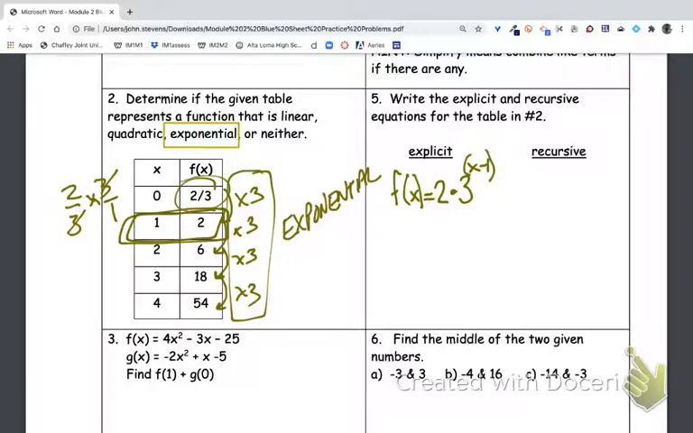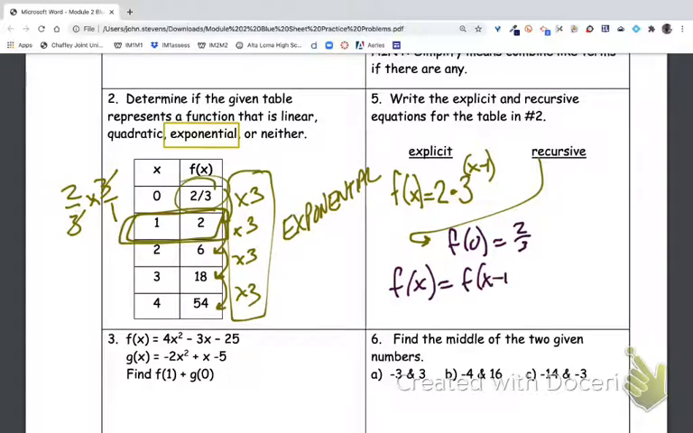For the recursive, we'll go down here and change colors. For the recursive, we need to define our first term, and in this case, our first term is our 0th term. To find every term after that, we'll take the one right before and multiply by 3.